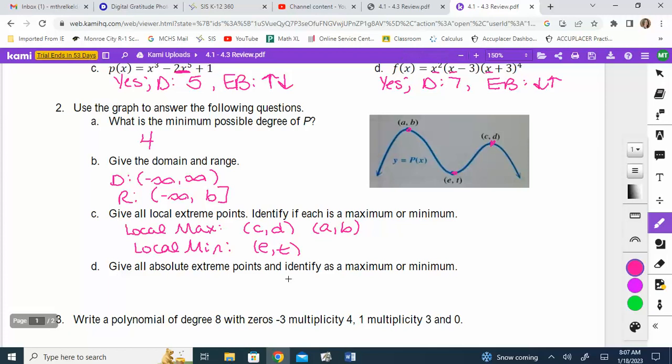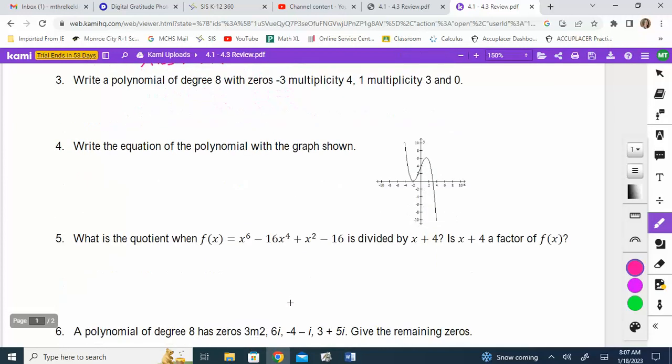All right. What do I mean when I say absolute extreme? The absolute highest on the graph. So an absolute max, the highest point on the entire graph, is A, B. What is my absolute min, the lowest point on the entire graph? There is none because my graph keeps going down forever. Do you guys remember talking about all this stuff? Okay.